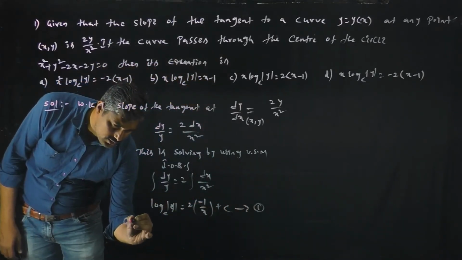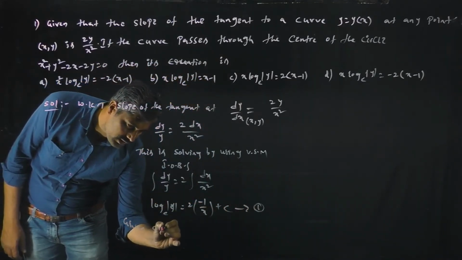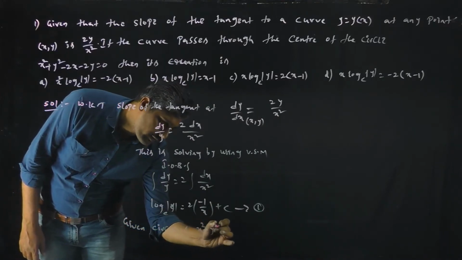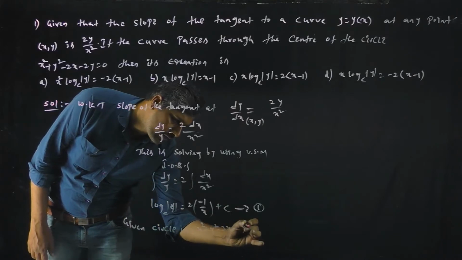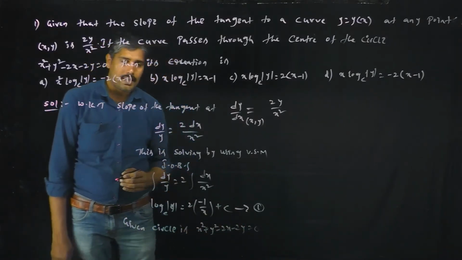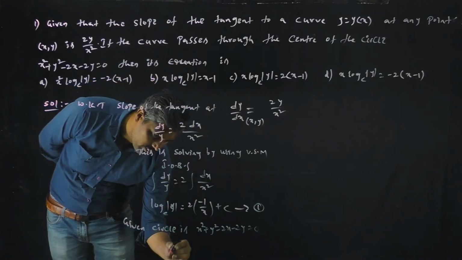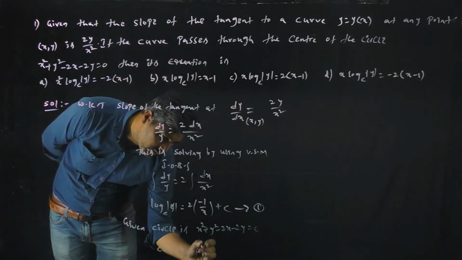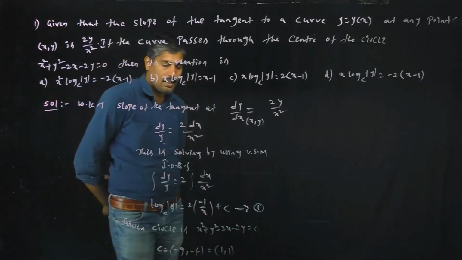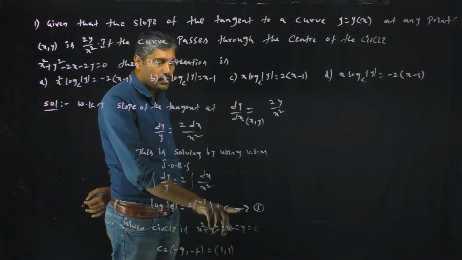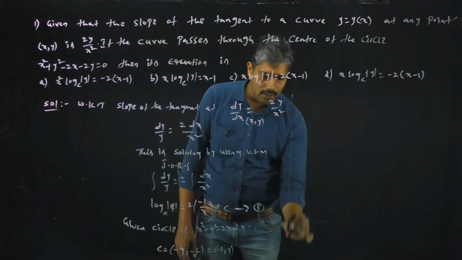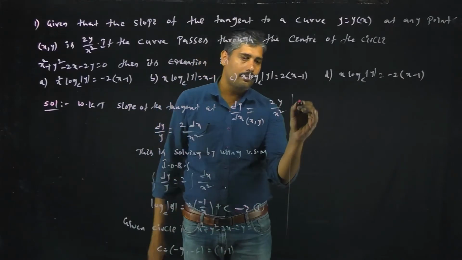The given circle is x² + y² − 2x − 2y = 0. This is the given circle, right? We know that the center of the circle is (−g, −f), that equals (1, 1). That is the center. This center passes through the curve, therefore (1, 1) satisfies equation 1.